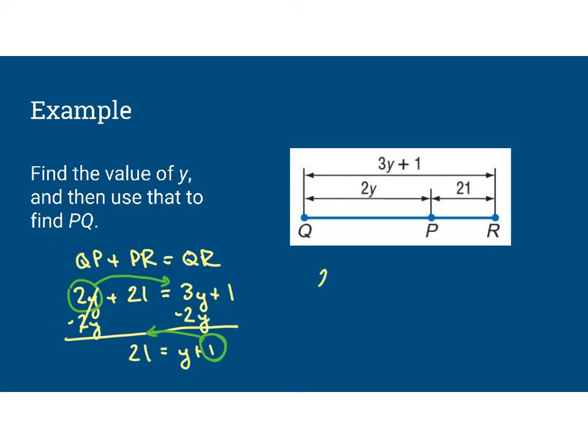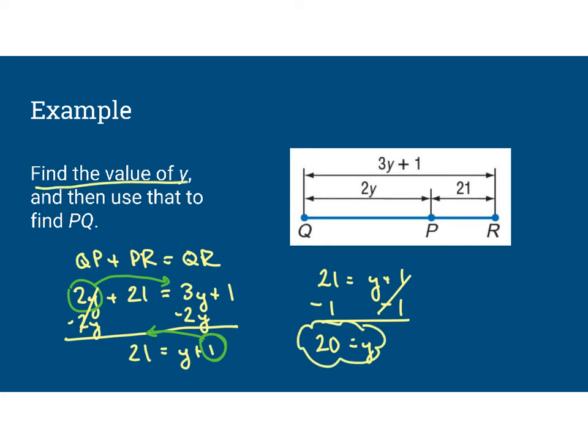So the way I'm going to do that is I'm going to take it away from the right side. I don't want it over there, so I'm going to take it away. But to keep things balanced, take away 1 from the other side. Subtract, y is 20. Awesome. We found the value of y. That's our first pit stop.